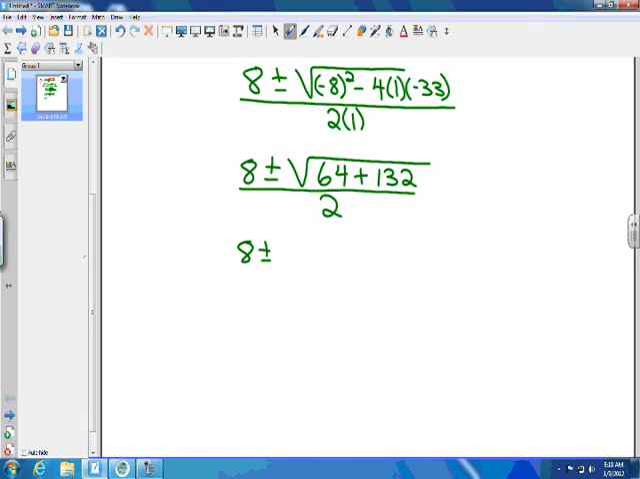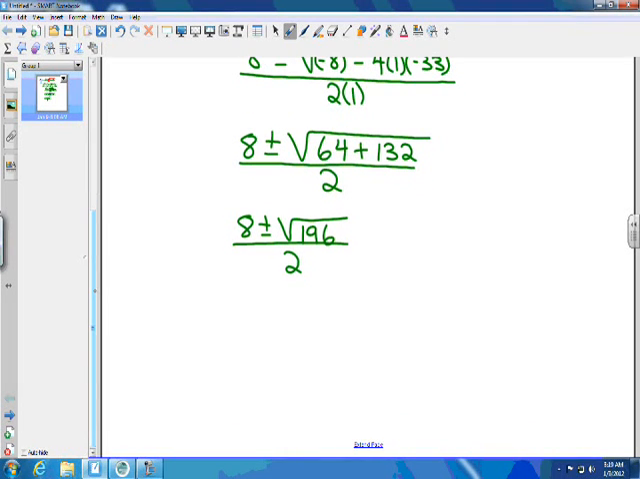And we keep simplifying down. 8 plus or minus what? 196 all over 2. Now, the 196, you've got to simplify the radical every time. Sometimes they'll be perfect squares, sometimes not. But no matter what, this is again going back to section 4 where we simplified radicals. That's what you have to do there.